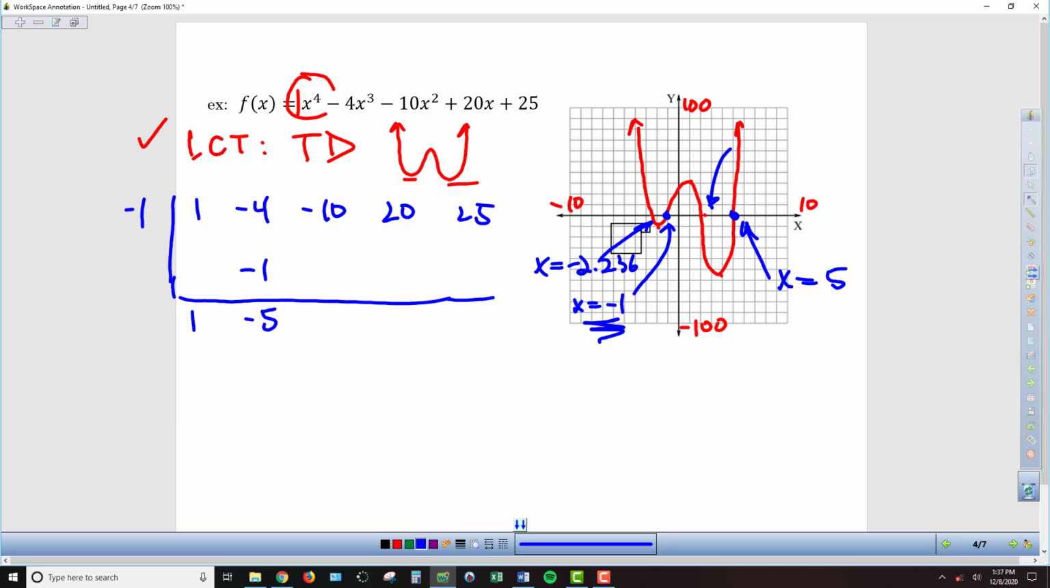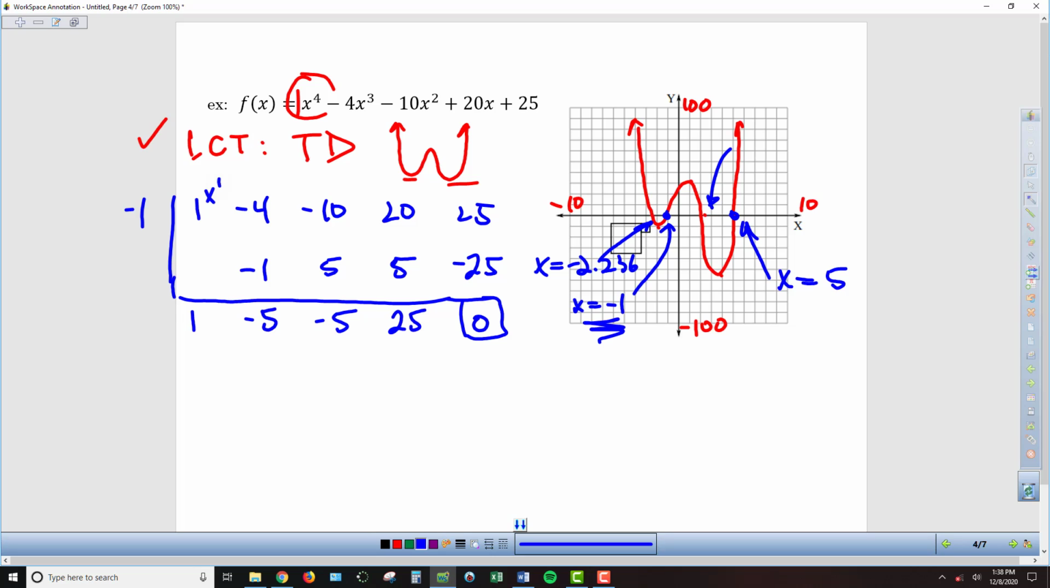-4 plus -1, -5. Multiply. -1 times -5 is 5. Add. -10 plus 5 is -5. Multiply. -1 times -5 is 5. Add 20 plus 5 to make 25. One more multiplication. -1 times 25 is -25. One more addition. Indeed, we get 0. And we should always get 0 when we're testing these locations that we saw on the graph as integer values. Those will always work. So that takes care of one of them.